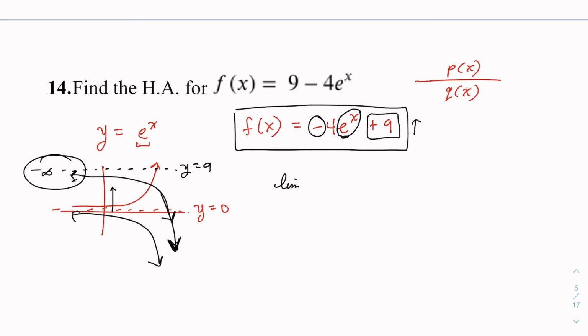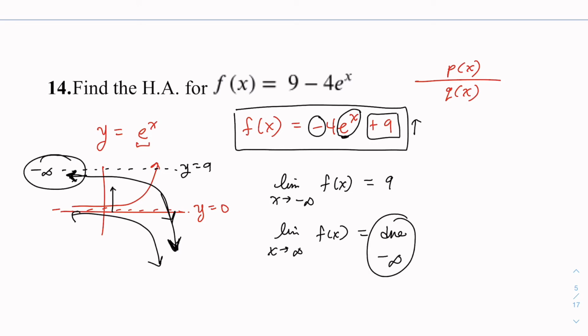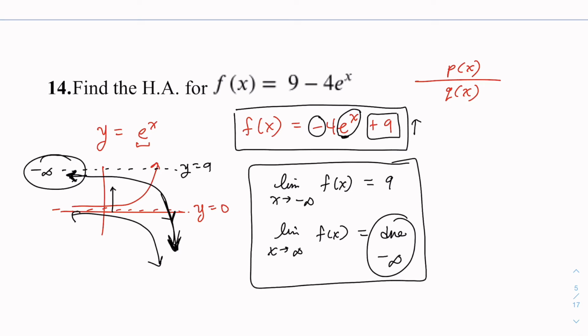So we would say the limit as x is approaching negative infinity for f of x equals 9. That's the left limit. But the limit as x approaches positive infinity, in this case, doesn't exist. There is no limit on the right side because it's negative infinity, right? There's no limit at all, aka it's going down forever. So if they asked us about the limits for this problem, we'd have to answer with two separate limits.